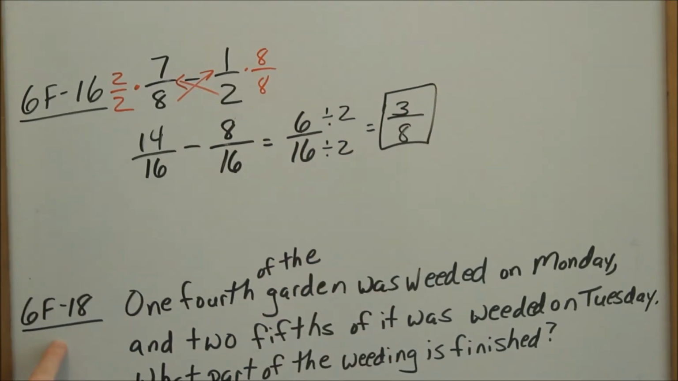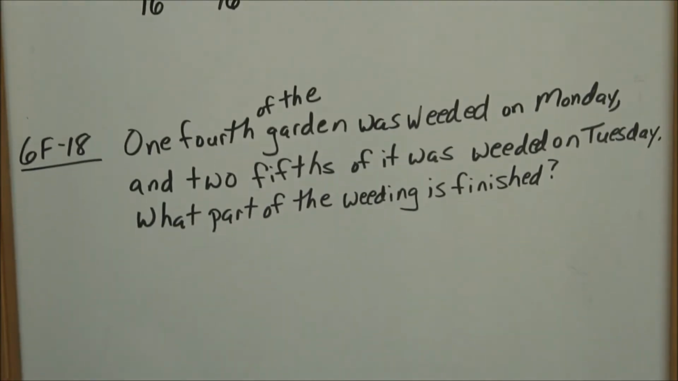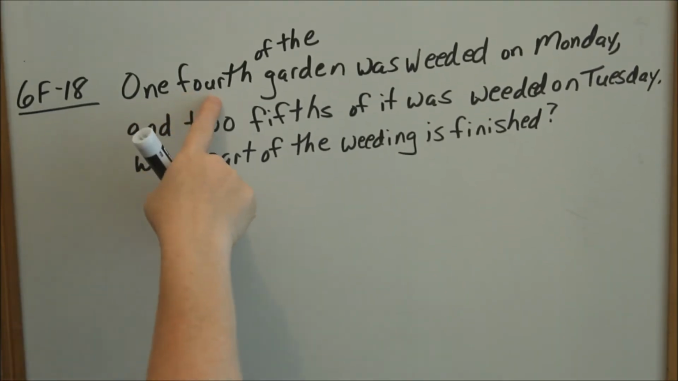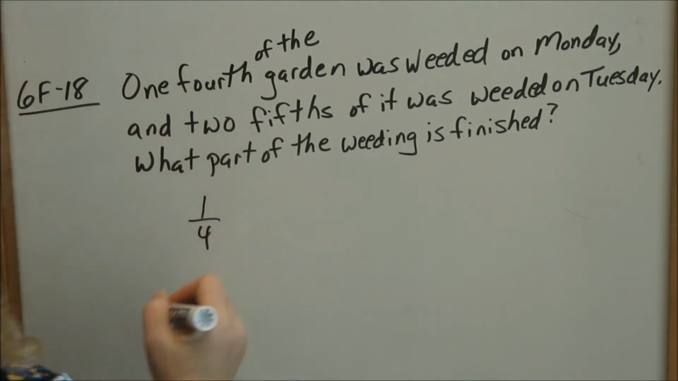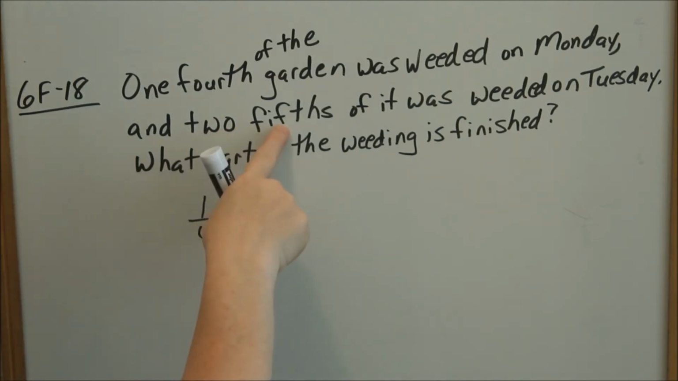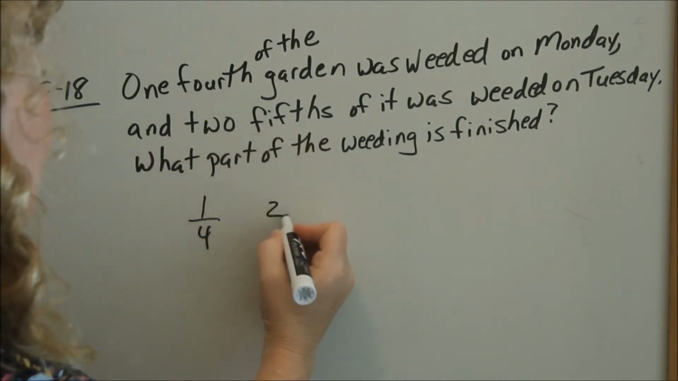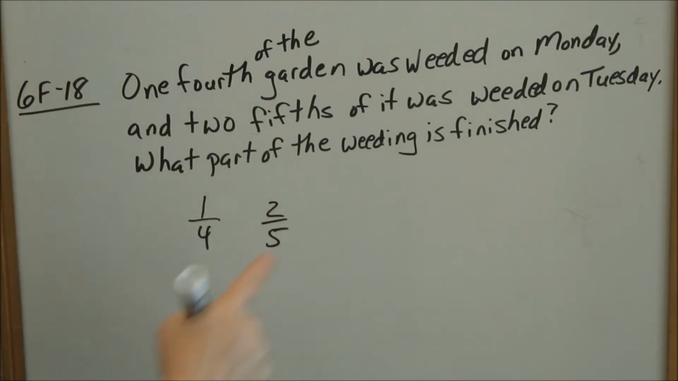Okay, let's look at these word problems with fractions. On 6F18, 1/4, okay, how do you write 1/4? 1/4. 1/4 of the garden was weeded on Monday, and 2/5, how do you write 2/5? 2/5. 2/5 of it was weeded on Tuesday. What part of the weeding is finished? So 1/4 was weeded one day, 2/5 was weeded another day. What part has all been weeded? Or what part of the weeding is finished?